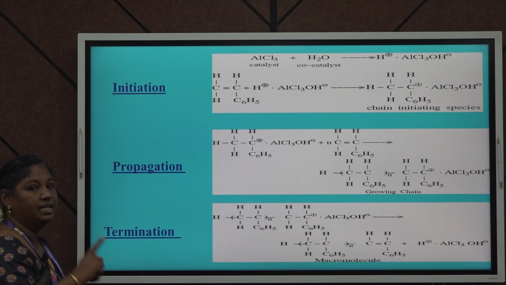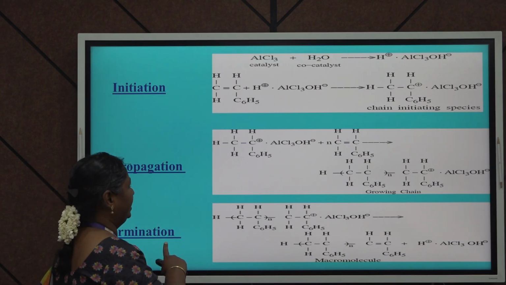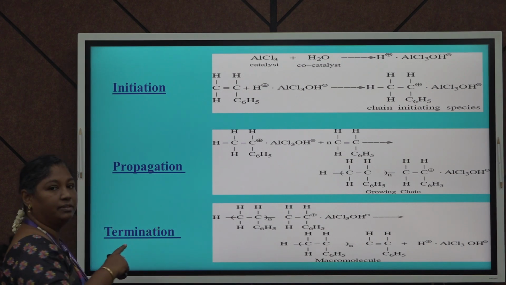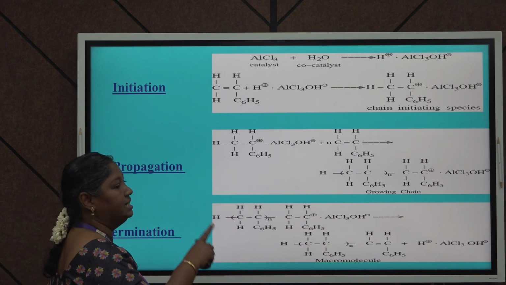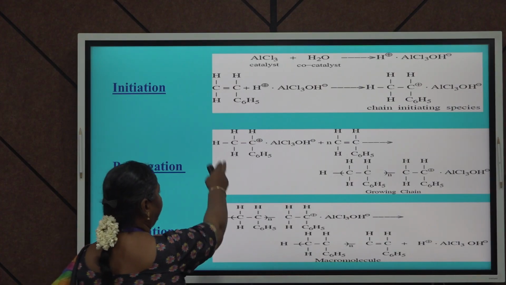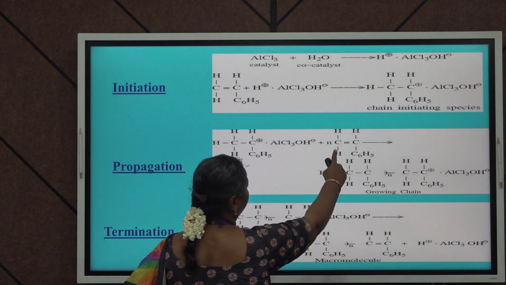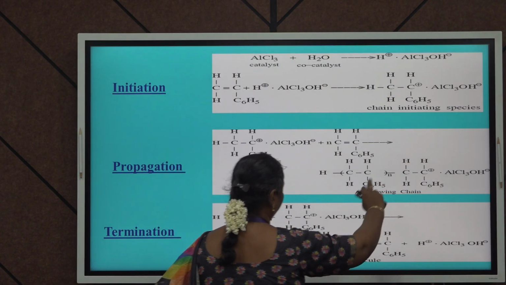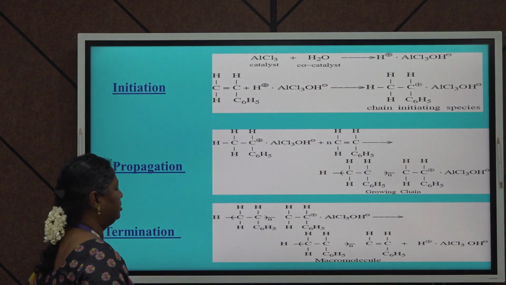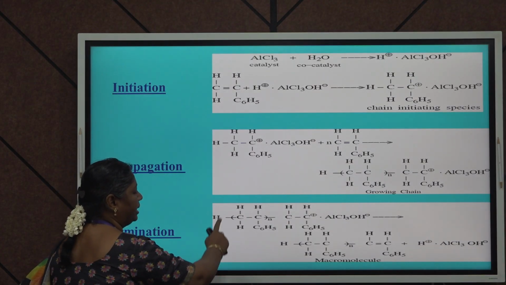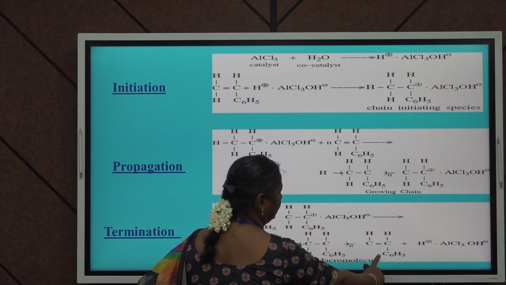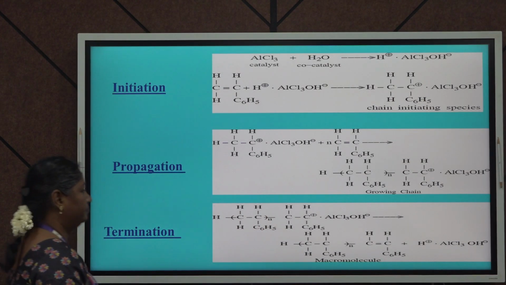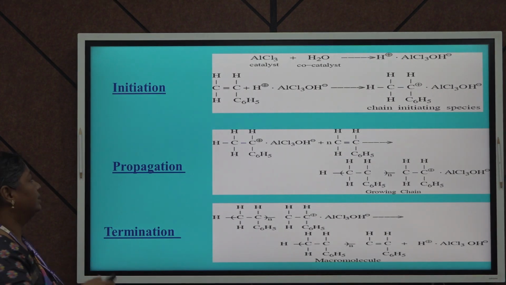In initiation, the catalyst reacts with the co-catalyst and then it starts to react with the monomer to form a chain initiating species. So, this chain initiating species reacts with another monomer, multiple types of monomers, to form a growing chain polymer. So, this growing chain polymer comes to an end by removing the proton, that is the H plus ions, to form an unsaturated macromolecule or polymer. So, this is the cationic mechanism.